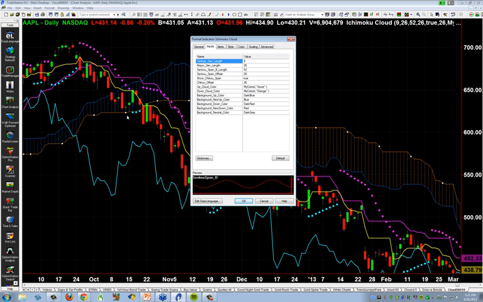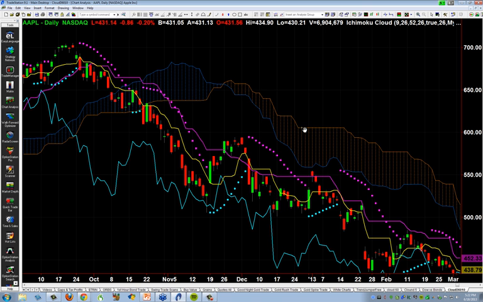There is no change from the screen to what my Ichimoku looks like in TradeStation. What are the white dots? These little squares right here? Oh, that's just because I clicked on that indicator. If I click off of it, watch, they're gone. That just means it's selected.